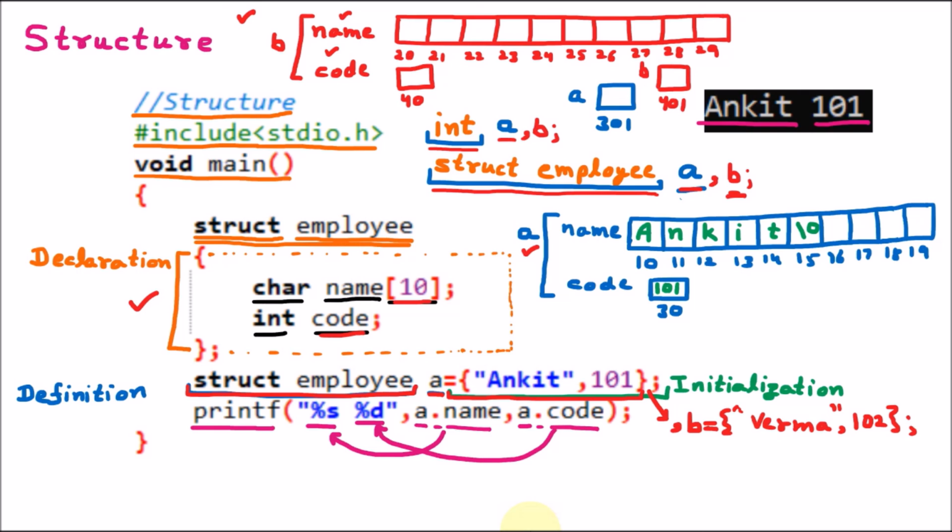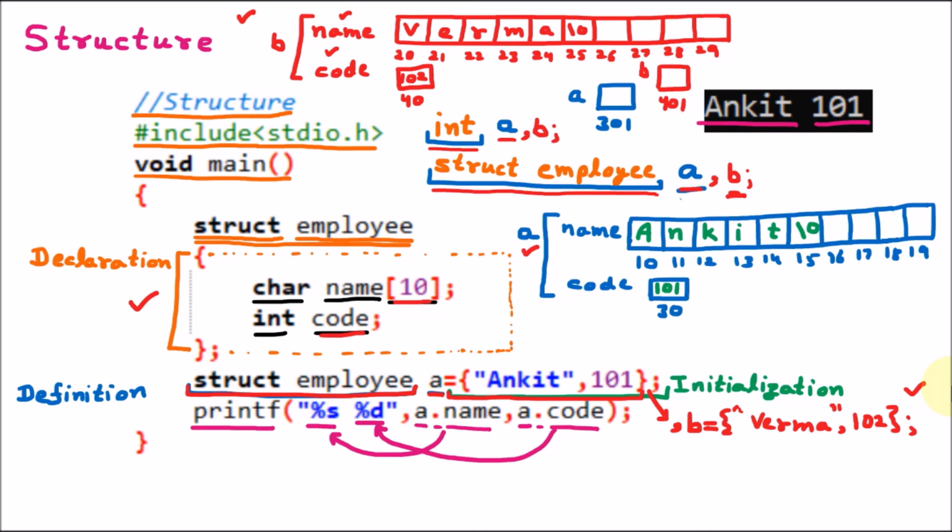So in b, we can access the name, and the name we are going to provide is Verma. This will be written inside the array, which can be accessed using b, and at the end we provide \0. In the same manner, 102 will be the part of code. So after initializing the value to the second variable of the structure, now we are going to access its value.